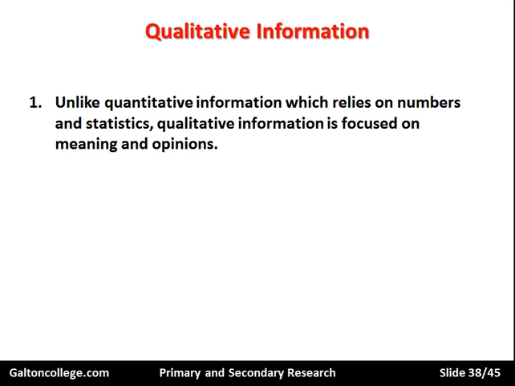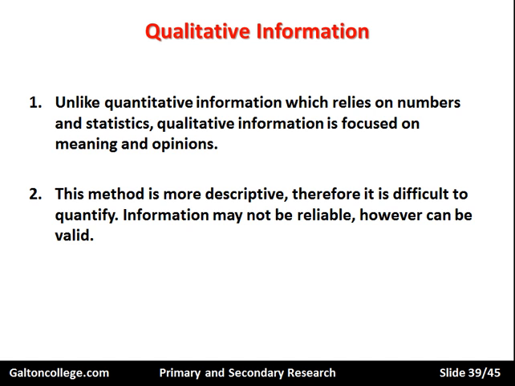Qualitative, well, unlike quantitative information, which relies on numbers and statistics, qualitative information is focused on meaning and opinions. Qualitative is what our opinions are, what our attitudes are towards particular situations. It's much more descriptive, therefore it's difficult to quantify. It's our opinions, and as such it's difficult to get a measure. How strongly do we feel about a particular situation? We may dislike something, but do we dislike it intensely or just dislike it a little?